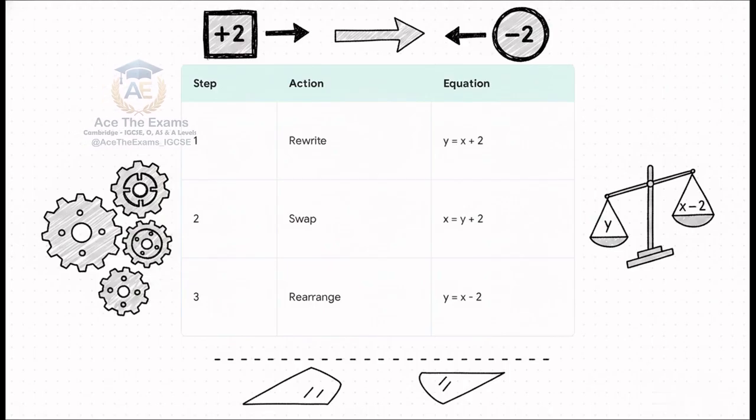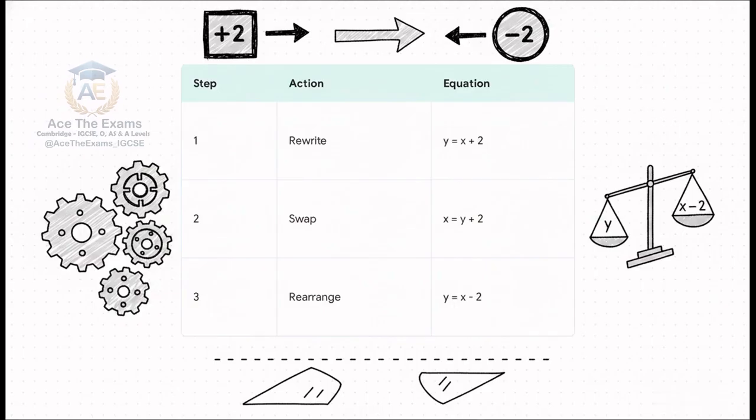Instead, follow the blueprint. Step 1, we rewrite it as y equals x plus 2. Step 2, we swap the variables, so it seamlessly becomes x equals y plus 2. Step 3, we solve for y. To get y completely by itself, we have to subtract 2 from both sides, leaving us with y equals x minus 2. We've done it. Our inverse function, f inverse of x, is x minus 2.